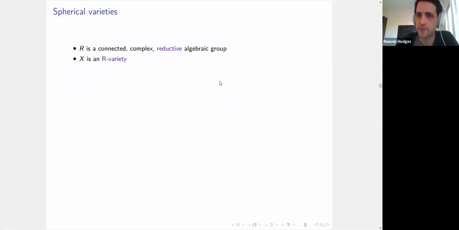And then I want to talk about the other class of combinatorial algebraic varieties, which are spherical varieties. The setup here is slightly simpler. You start off with a connected complex reductive algebraic group. If you like, just think of R being GLN, and then start off with X being an R variety. By R variety, I just mean a variety on which R acts. So you have an action of R on your variety, okay?